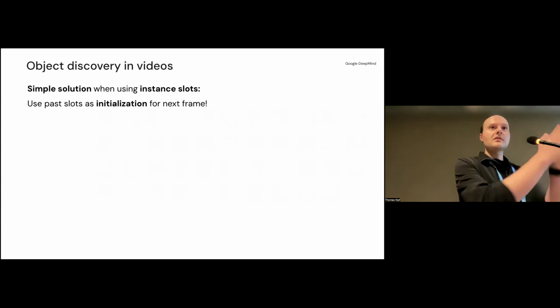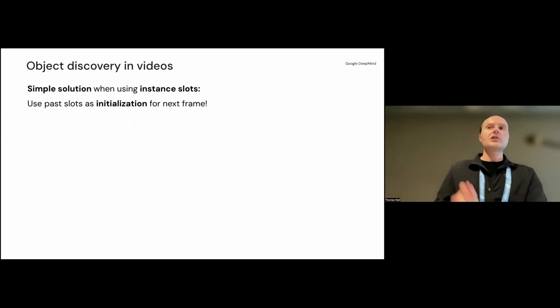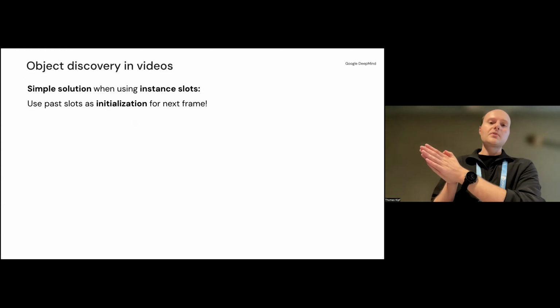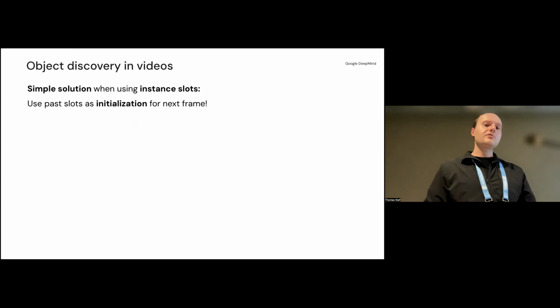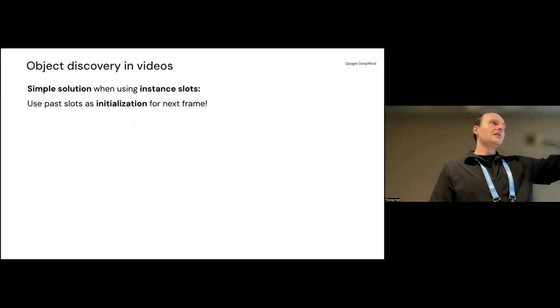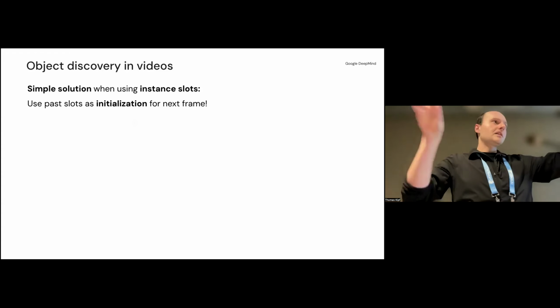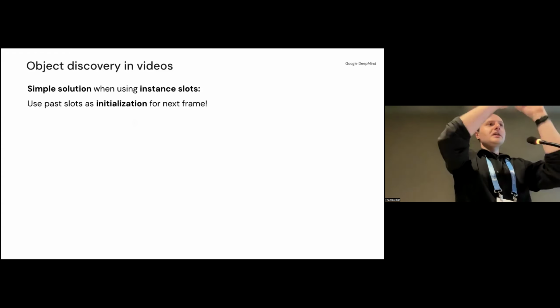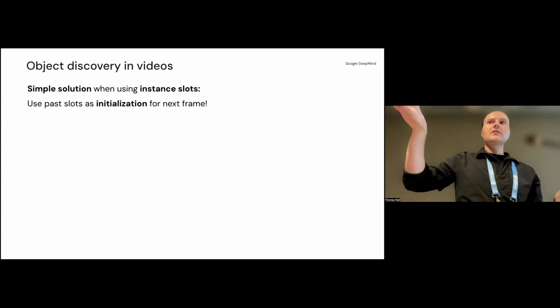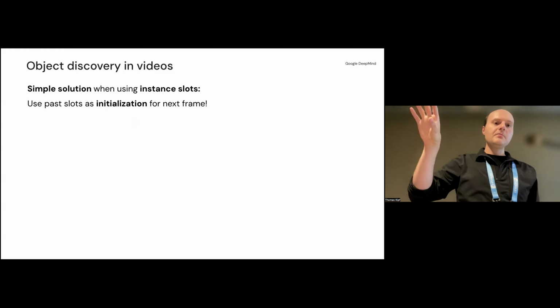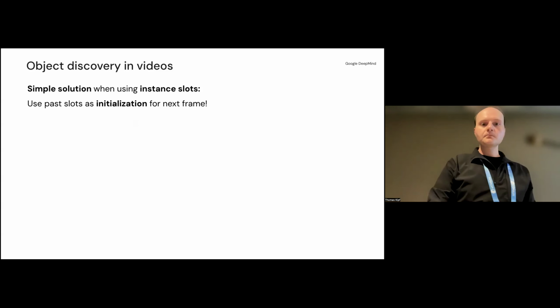You basically just use the slots of the past time step as initialization for the next frame. So if you use slot attention or an attention mechanism, this just means that the inferred objects of the last time steps are just the queries for the next frame. And so the object itself queries into the representation of the next frame and pulls out the same object again.